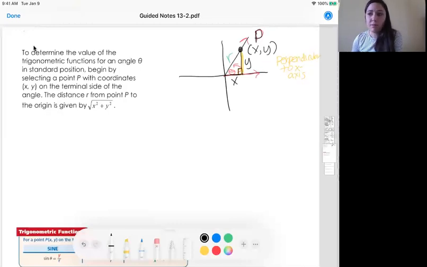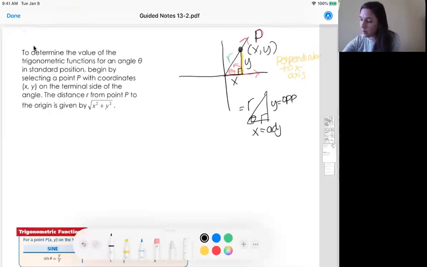I could redraw this as another triangle. I'm just drawing the same triangle here. So we've got r, x, y, and theta. Remember, if that's theta, we've got our opposite side y. X is going to be our adjacent side, and r is our hypotenuse. Knowing opposite, adjacent, and hypotenuse, we can easily find our 6 trig functions.